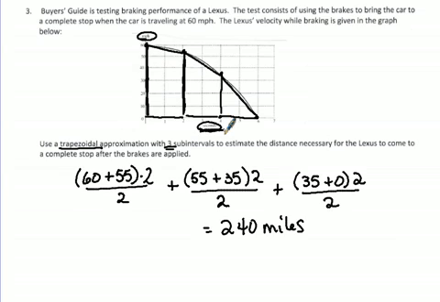So 240 miles, we're going to divide that by the 3,600 seconds, because there's 3,600 seconds in an hour. And that gives us a final answer of 0.067 miles, which makes obviously much more sense than the 240.